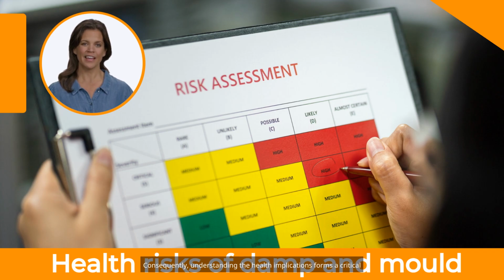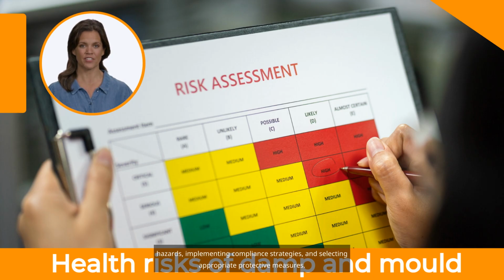Consequently, understanding the health implications forms a critical foundation for subsequent modules, which focus on identifying hazards, implementing compliance strategies, and selecting appropriate protective measures.